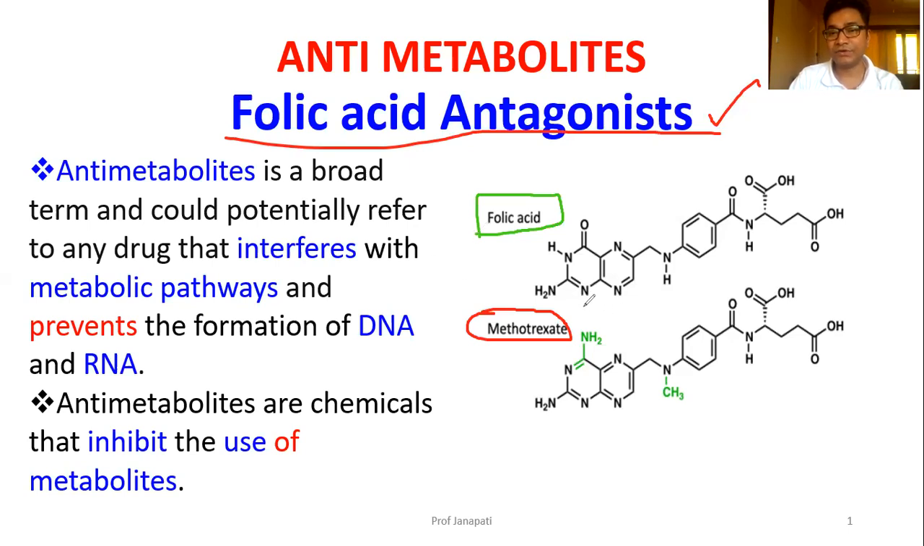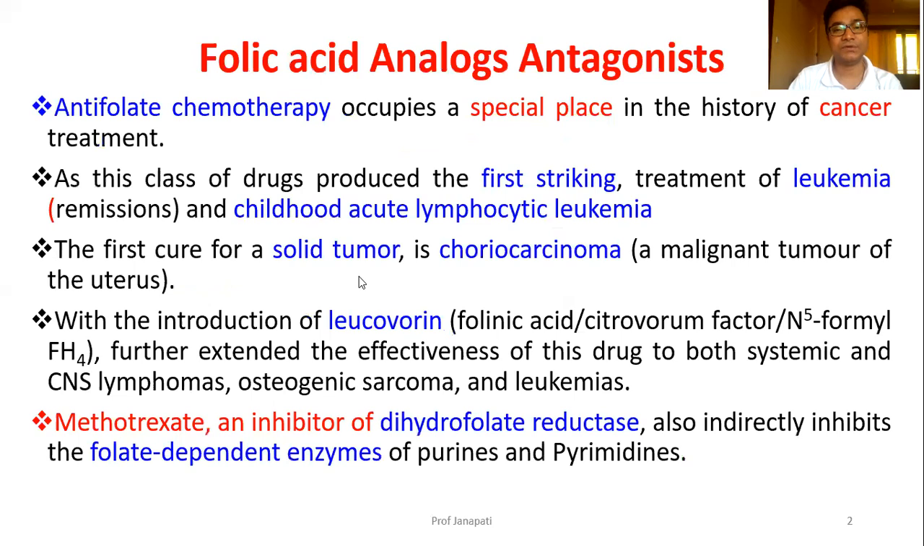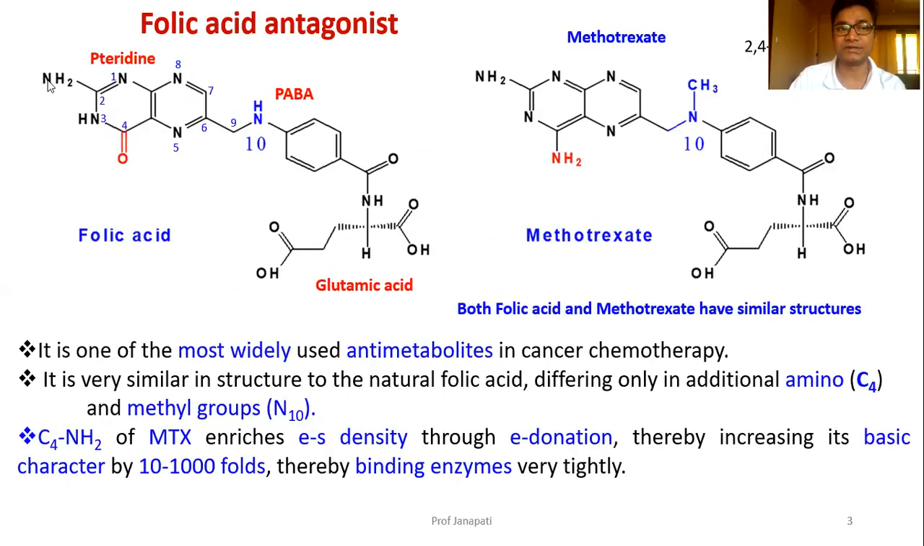Now, if you give numbering, this is the pyridine nucleus. Let me show you what the components are. There are 3 parts present in folic acid. You can see up to here, this molecule is called pyridine. This portion up to here is called PABA. 3 components are present in folic acid.